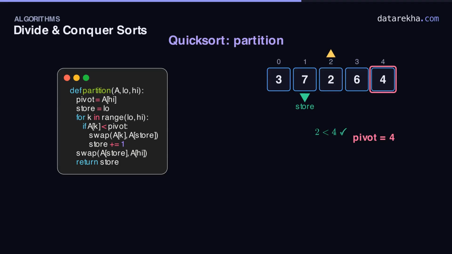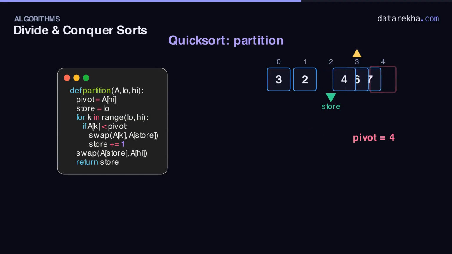Position 2, 2. Is 2 less than 4? Yes. Now the swap actually moves things too. It trades places with the 7 sitting at the store index. The array becomes 3, 2, 7, 6, 4, and the store advances to 2. Position 3, 6. Is 6 less than 4? No. Skip it. And that's the end of the scan.